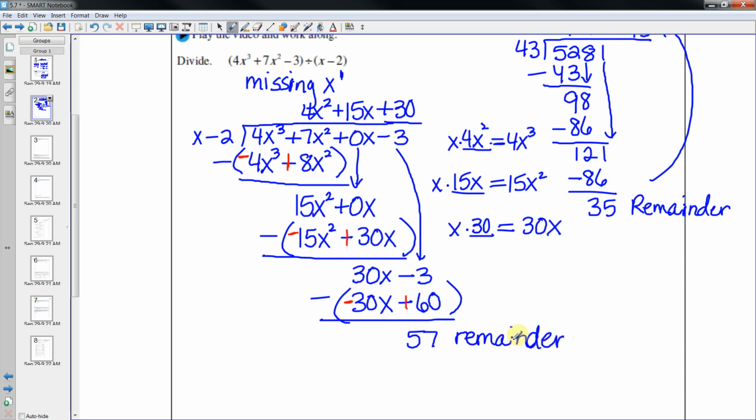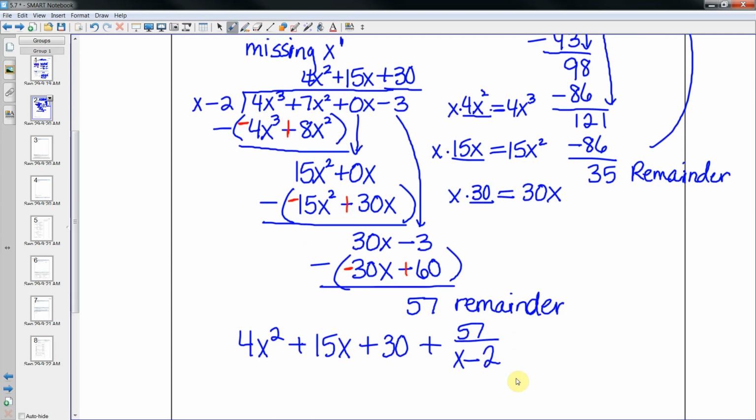Now, to write your solution, it's this part that we have at the top when we did the division: 4x squared plus 15x plus 30, and that's a positive 57, so it's plus 57 over what I was dividing by, which in this case was x minus 2. And that's the final answer for that.